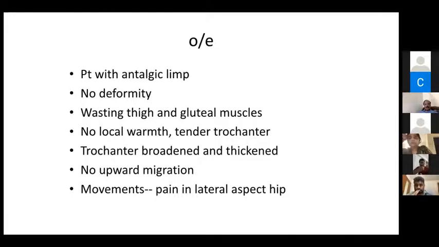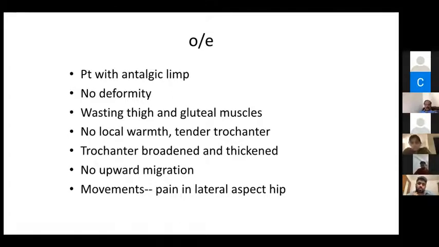No local warmth, sir. We would expect local warmth at that area, right? There can be sinuses or some tracts also, which are not mentioned here. But every case of tuberculosis need not have a sinus. First an abscess develops and it bursts, and only then do you get a sinus. Absence of sinuses is not a point against.